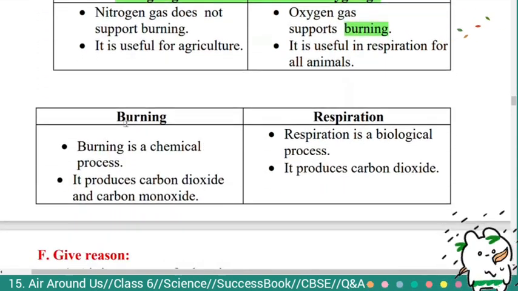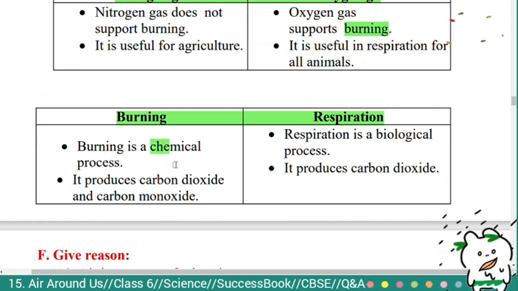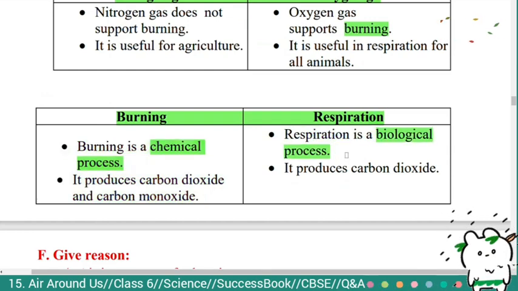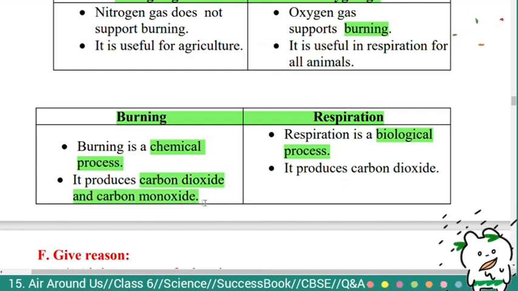Now second difference, burning and respiration. Burning is a chemical process, whereas respiration is a biological process. During the burning, it produces carbon dioxide and carbon monoxide. During the respiration, it produces carbon dioxide.